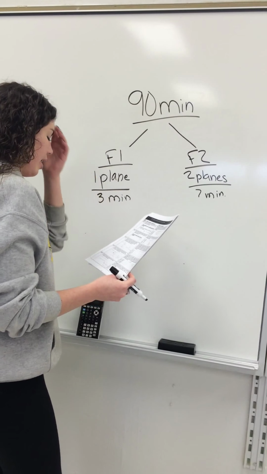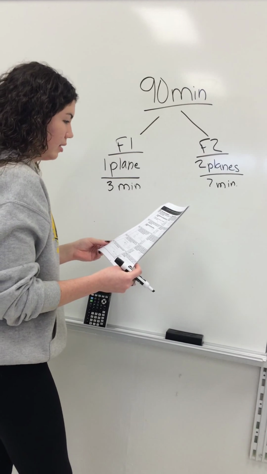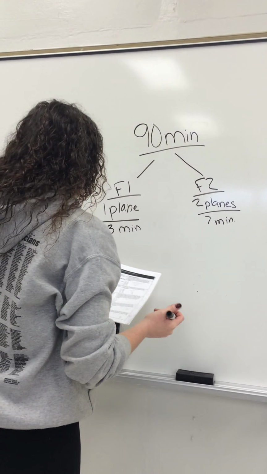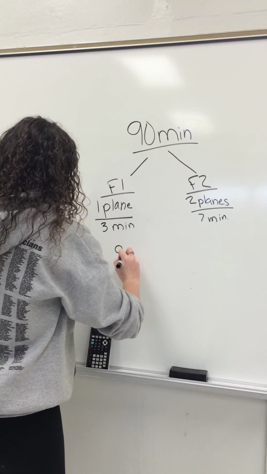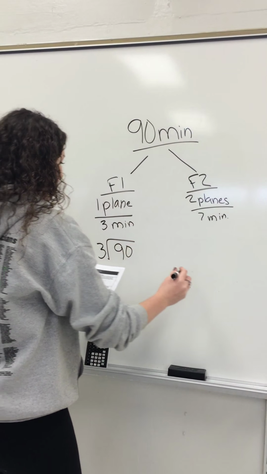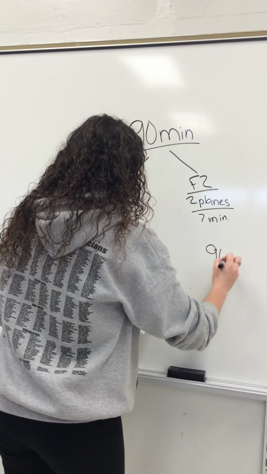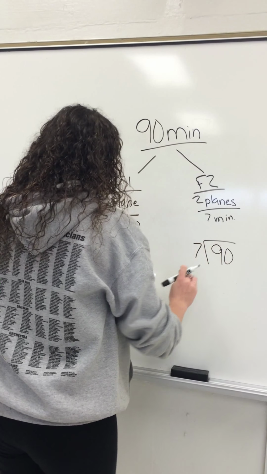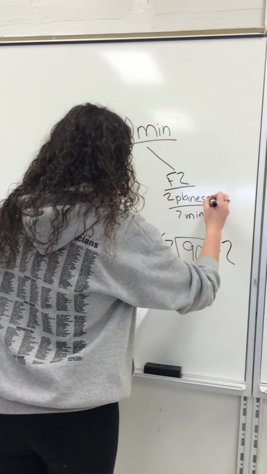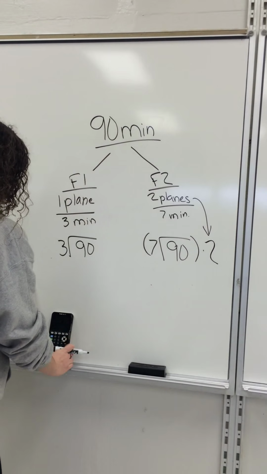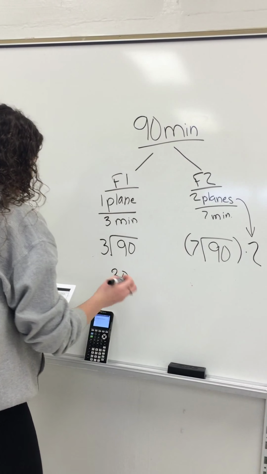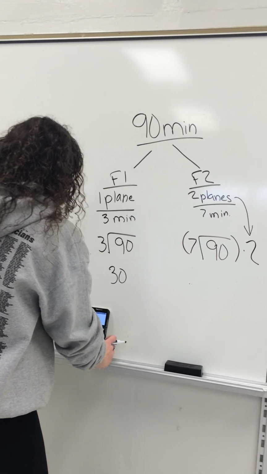So for this one, it is going to be a multi-step problem using rates. And you're going to want to kind of work backwards because you know that you're going to have 90 minutes total. So if you have 90 minutes total, you're going to want to divide that by 3 to get the total number that could send up. And you're going to want to divide it over here by 7 to get the total number that could send up. And then you're going to want to divide this whole thing by 2 since there can be 2 planes. So 90 divided by 3, this one can send up 30 planes in 90 minutes.